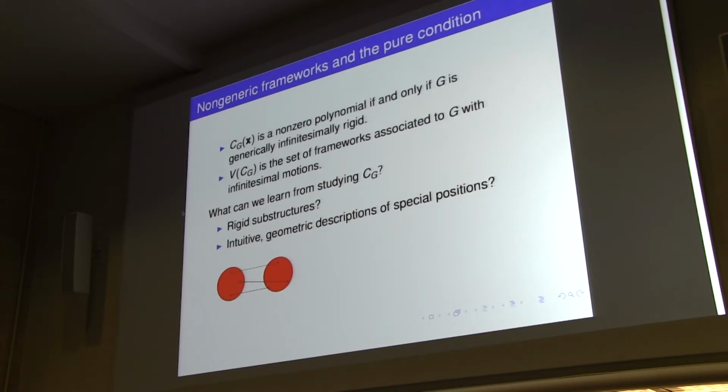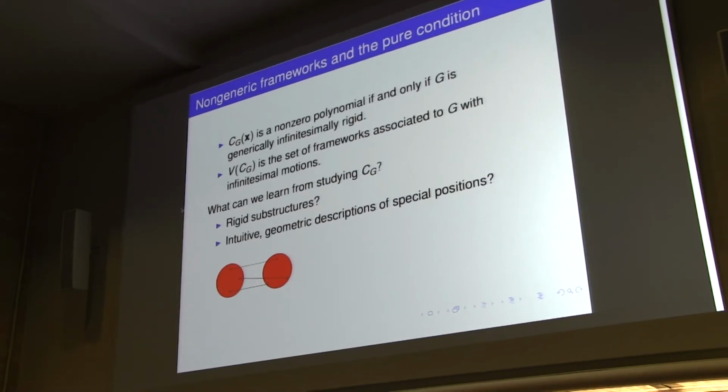and what kinds of things do I want to learn from it? I want to see if we can figure out information about rigid substructures of our graphs, of our frameworks, and to see if there are intuitive geometric descriptions of the reasons explaining these special positions. Okay? So for example, in this body bar framework, so 2 bodies, 3 bars in the plane, it's generically rigid. What are the positions? We can test, if you give me an answer, I can test it up here. When do I get a flexible one?